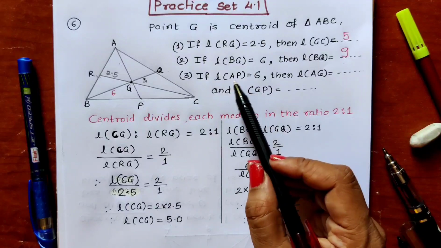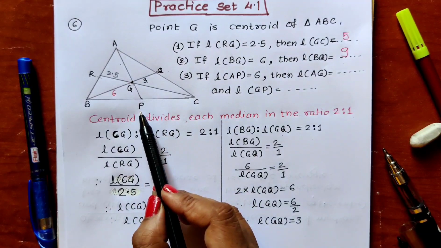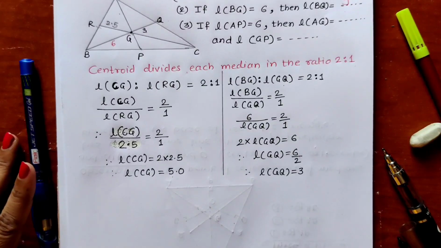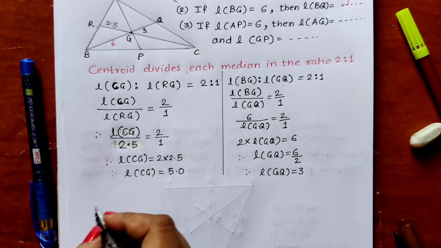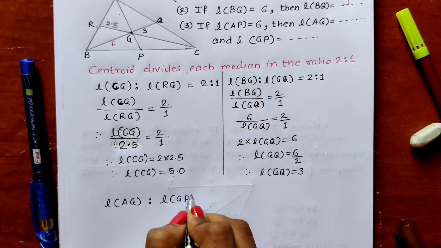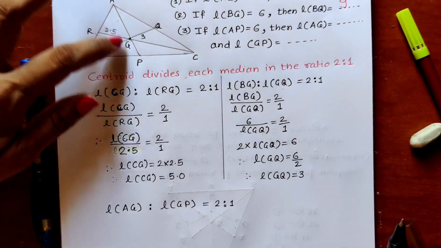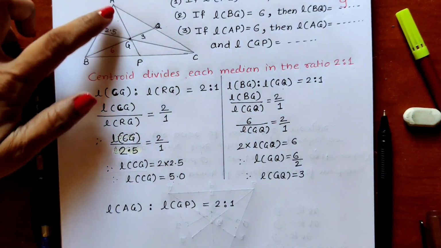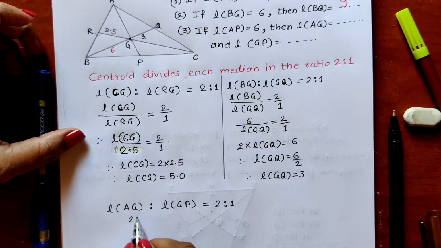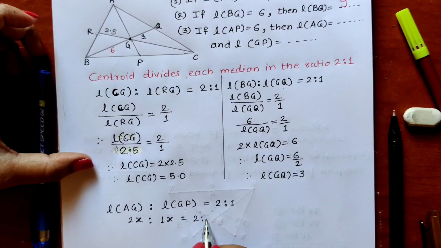Now in the same way we can find the next question. AP is 6. The full AP is given as 6. We have to find AG and GP. Let us do this with the method. Length AG ratio length GP is equal to 2:1. We don't know AG or GP, so we will write AG as 2x and GP as 1x, because they are in the ratio 2:1.